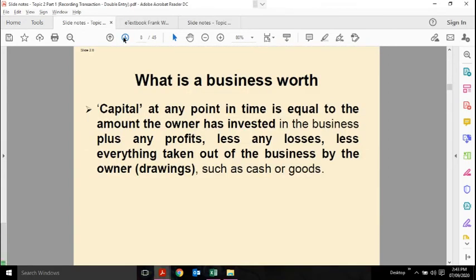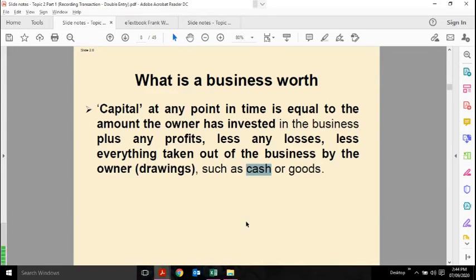So what is a business worth? Capital at any point in time is equal to the amount the owner has invested in the business plus any profit less any losses, and then less everything taken out of the business by the owner, also known as drawings. The business owner may take the cash in hand from the company, or withdraw money from the business bank account, or take goods.